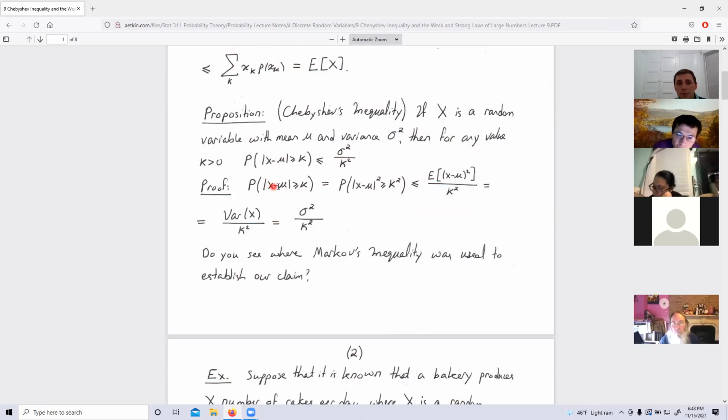So the probability that X minus mu is bigger than or equal to K is the same as the probability that the square of the first number is bigger than the square of the second number. And why did I take the square? Because the expected value of this number squared is the variance. So by Markov's inequality, we already did it here.